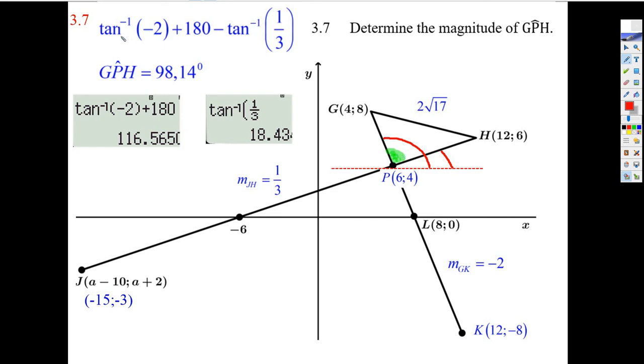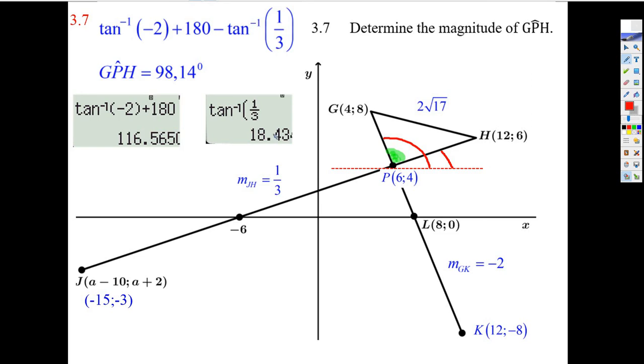You take the obtuse angle, which is the tan inverse of -2 plus 180, and you subtract the inverse tan of 1/3. You just do that in your calculator, and there's the angle, 98.14 degrees.